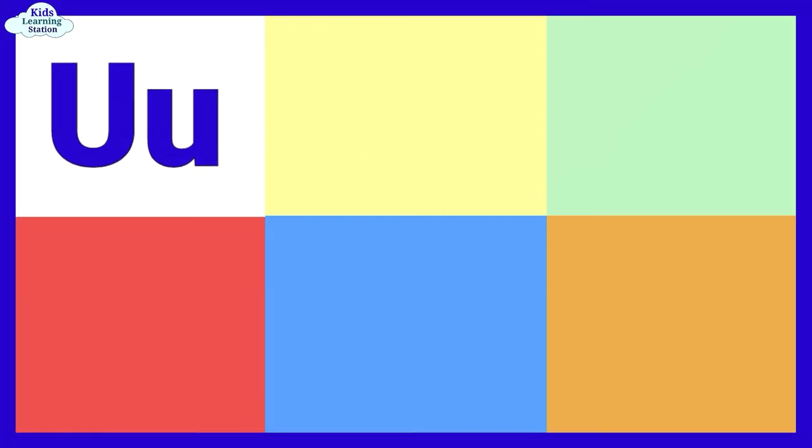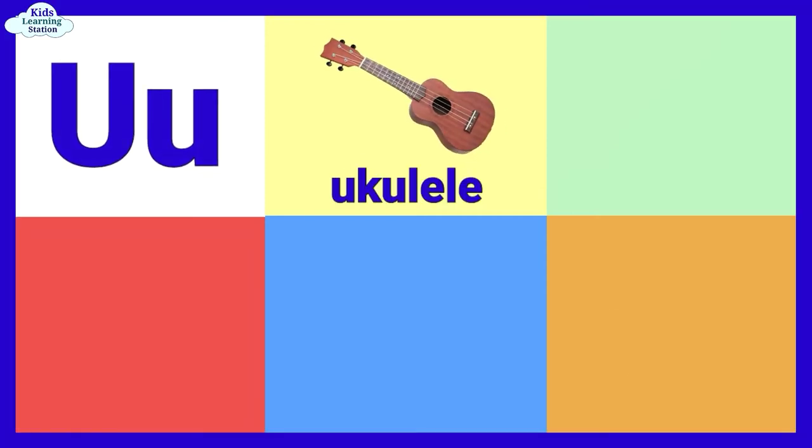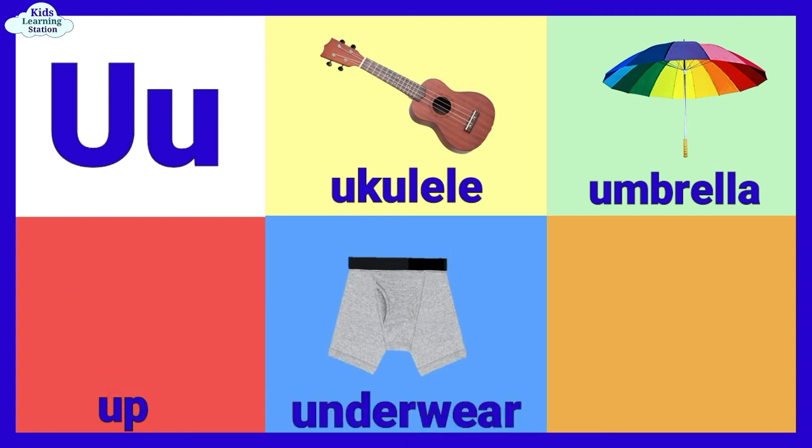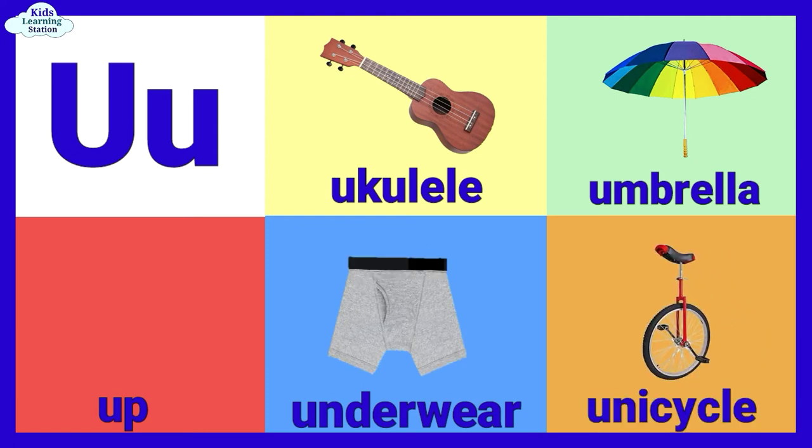U is for ukulele, ukulele. Umbrella, umbrella. Up, up. Underwear, underwear. Unicycle, unicycle.